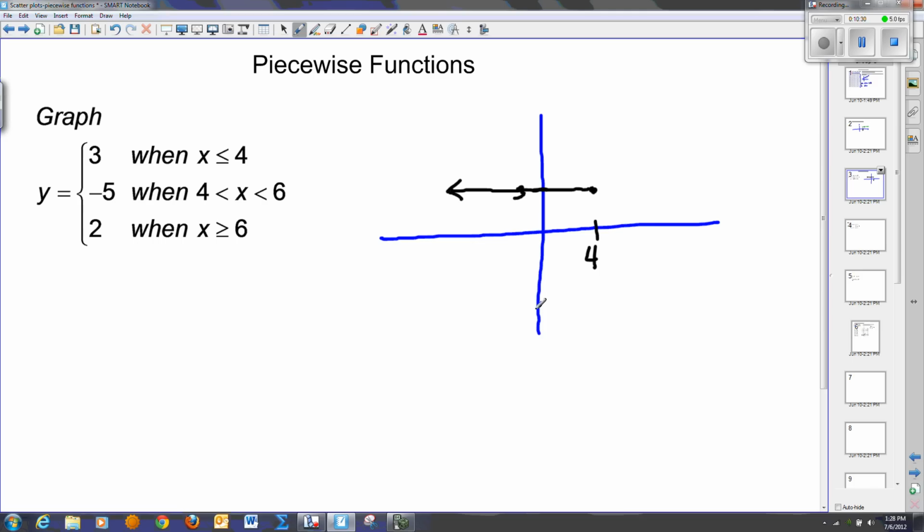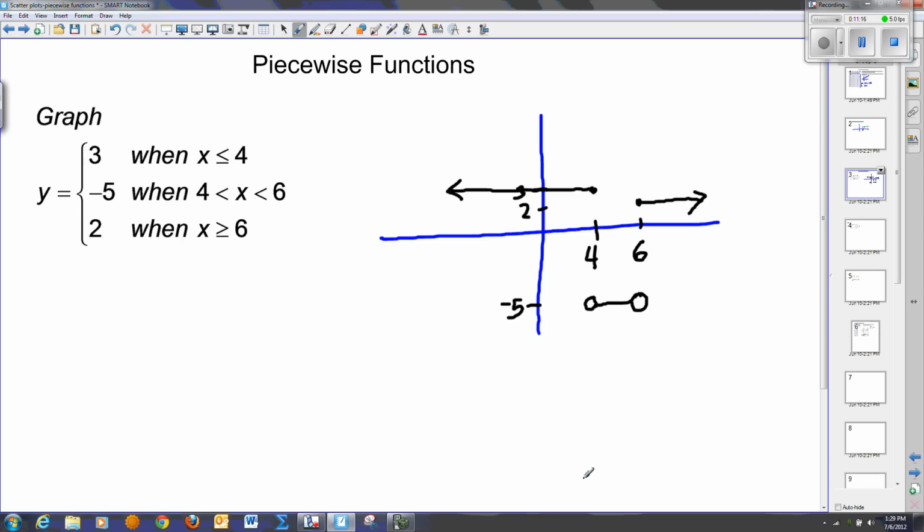Then it says, I'd love to know what y equals -5 looks like, but I only want to see that between 4 and 6. But notice in this case, the 6 and the 4 are not included in my y values. So I have to open circle these and then connect the dots. Those are everywhere that y is equal to -5 between 4 and 6. Then I want to see y equals 2 when x is greater than or equal to 6. So in this case, x can equal 6. And I now have another horizontal line.